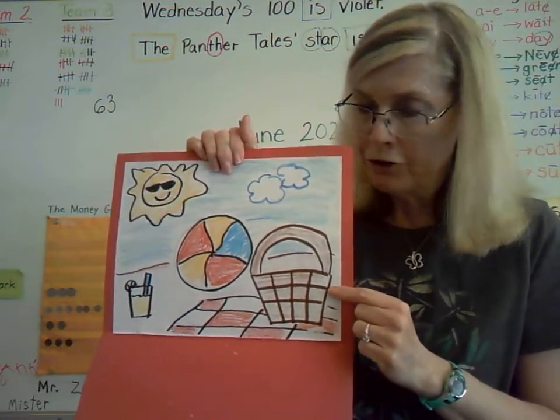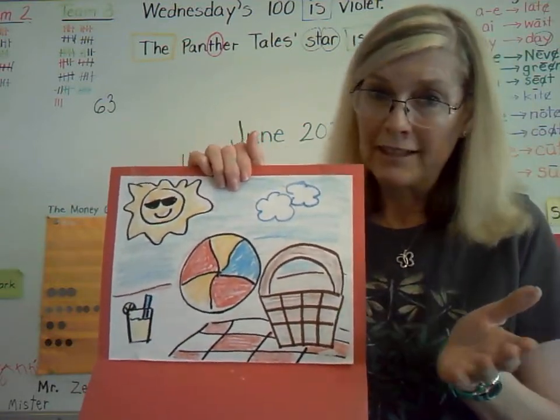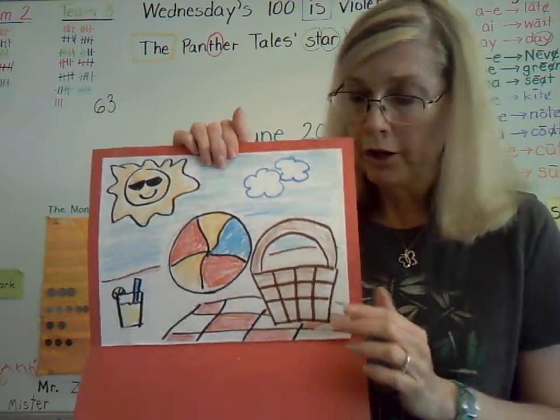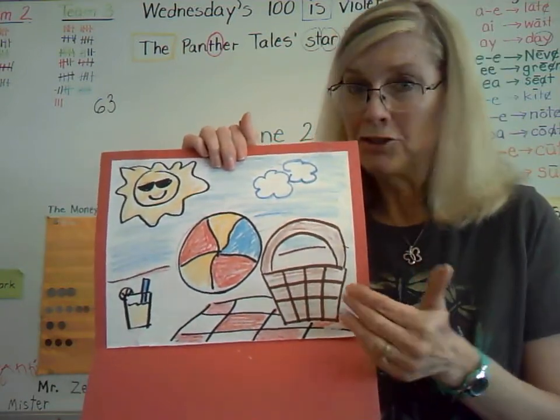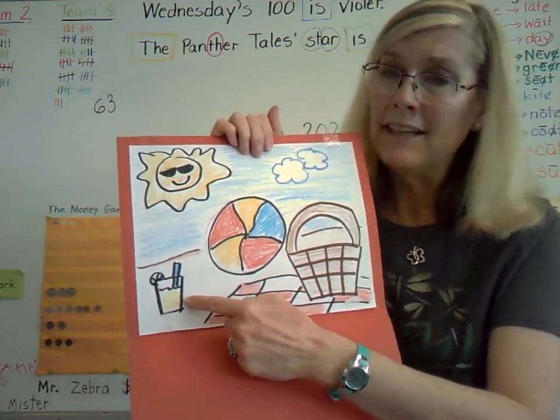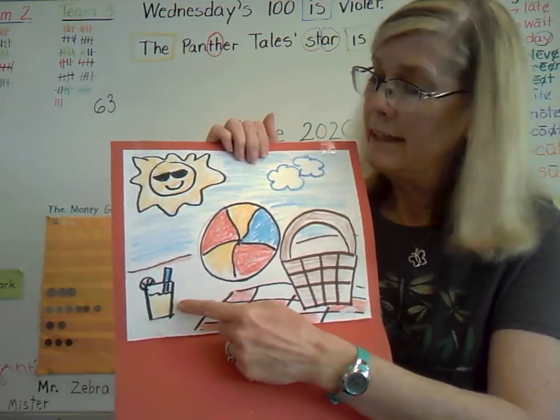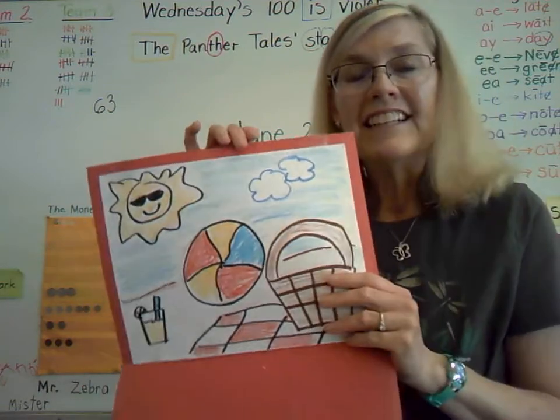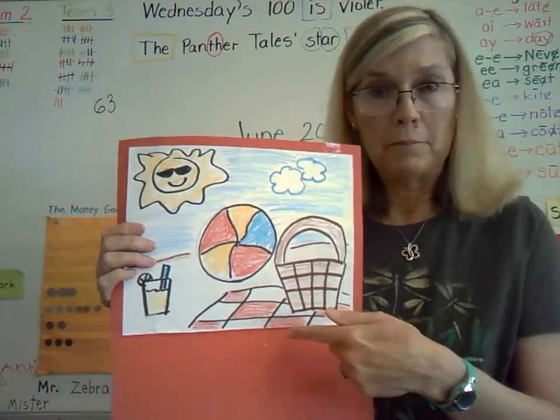Are there fish in it? I don't know, Mr. Alligator. Let's say there's fish in it. Good. Okay, so we've got fish in our picnic basket with some other things. A nice glass of lemonade, nothing more refreshing on a hot day. And then the beach ball there. And I've got the picnic blanket as well.